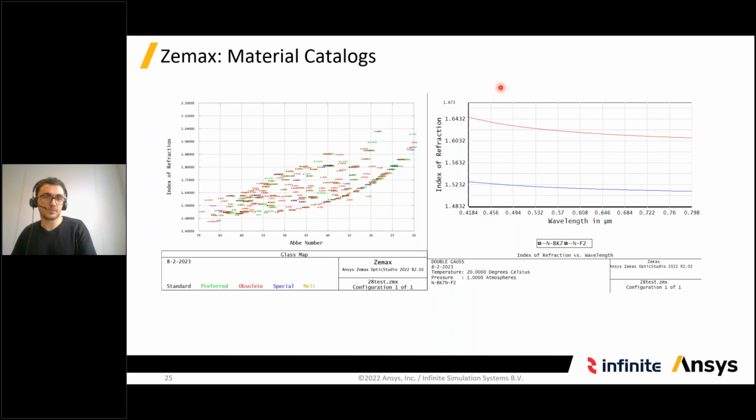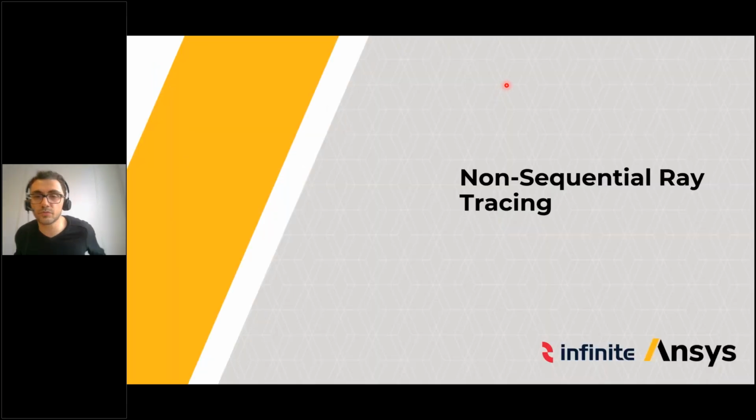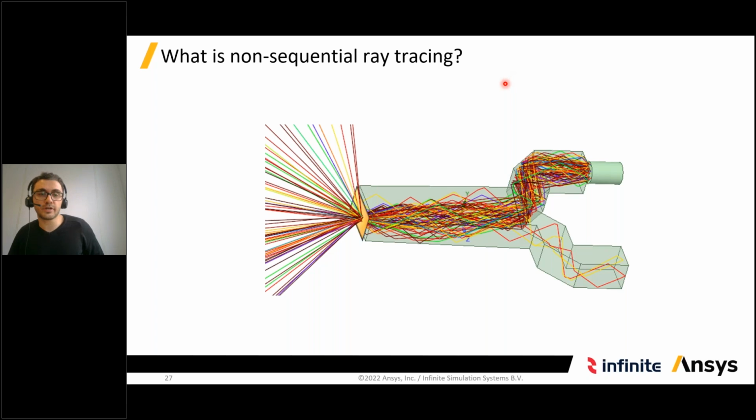So let us now go to non-sequential ray tracing. So non-sequential ray tracing is the opposite of sequential ray tracing. In non-sequential ray tracing, light can go in any direction. So for example, one light ray hits this surface first, but another light ray hits the other surface first. So there's no predefined order.